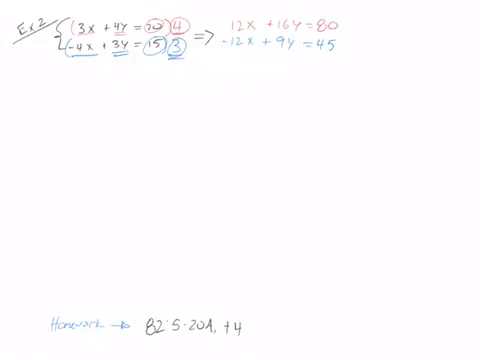So notice now, we got our goal there. This is a positive 12, this is a negative 12. So whenever I add these two together, that would give me 0, which would mean that they would be eliminated. So that's exactly what we're going to do. Let's add these two equations together.